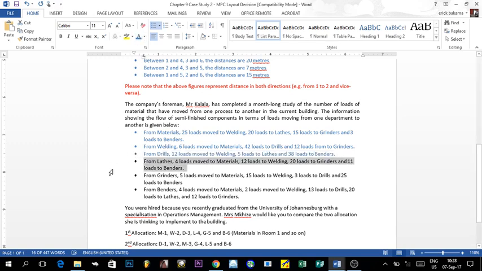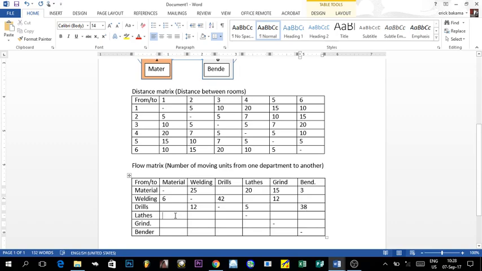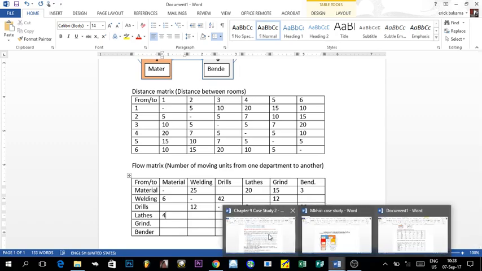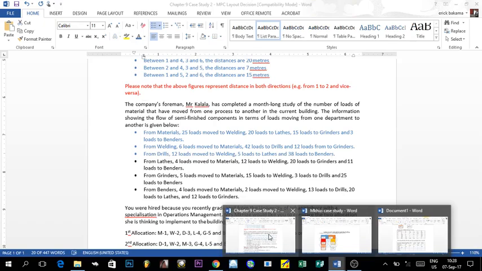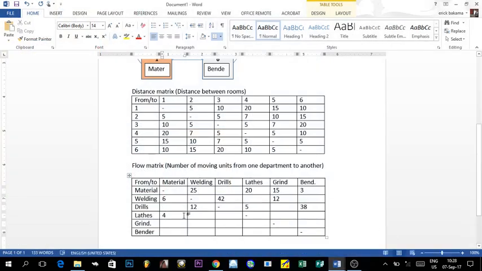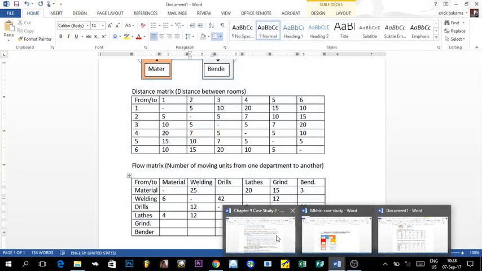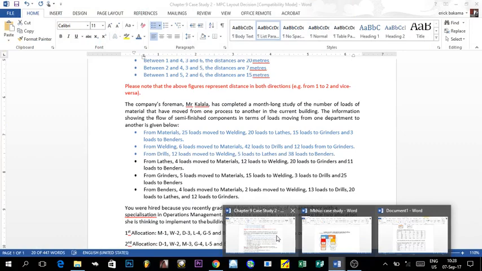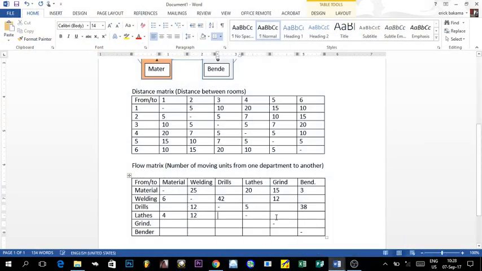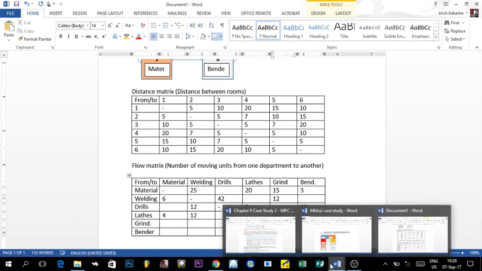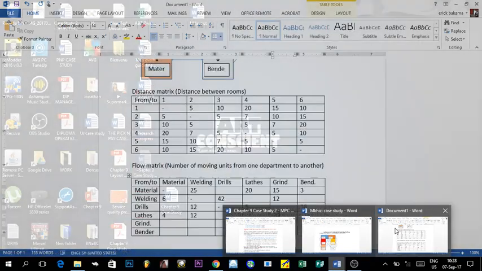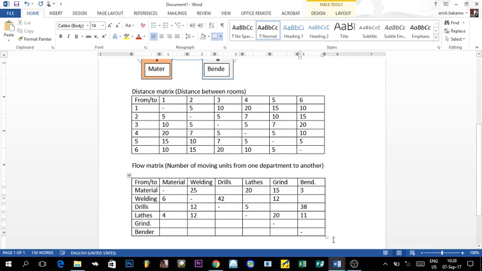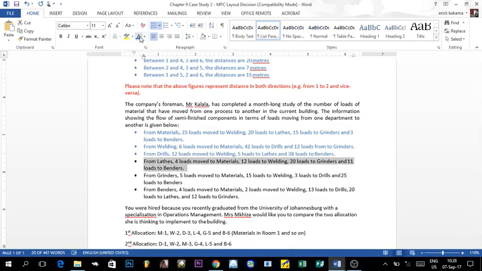Now the other one is about the lathe. From lathe we have 4 that move to material. After those 4 we have 12 that are going to the welding. So welding we have 12 again here. We have 4 that go to the material, 12 to the welding, and then 20 to the grinders. Grinders is here, we have 20, and after the 20 we have 11 that are going to the benders. Also, we're done with this part, so we can highlight it.